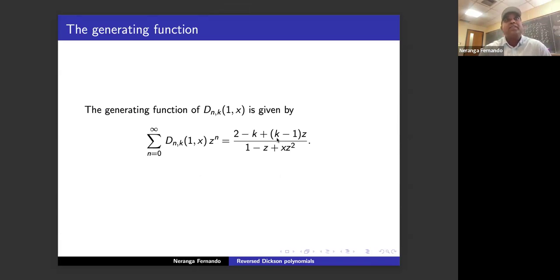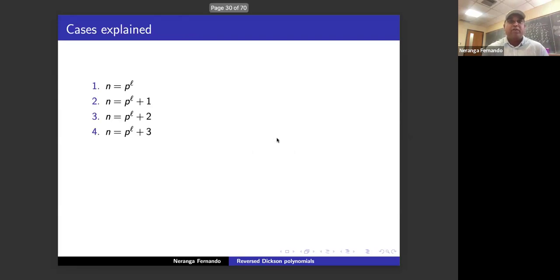I wanted to explain the permutation behavior of the polynomial for several cases where n is a prime power, and where n is a prime power plus 1, prime power plus 2, prime power plus 3. In the first two projects I worked on this, I was able to explain when the reverse Dickson polynomial of the k+1 kind is a permutation polynomial for these indices.